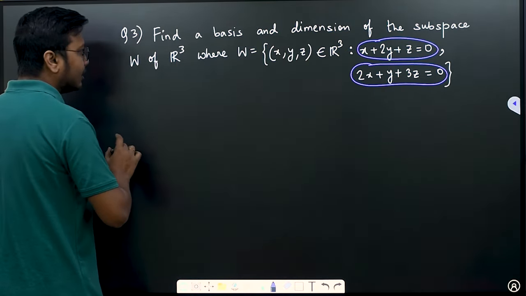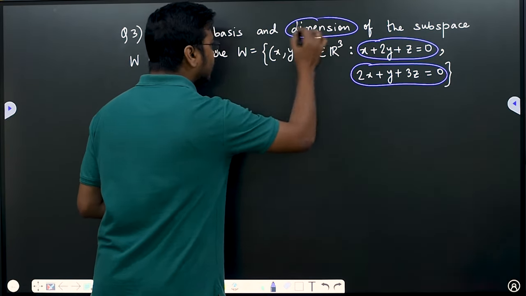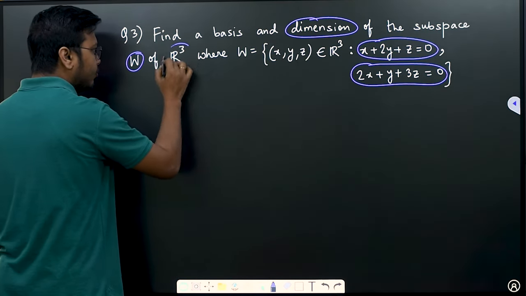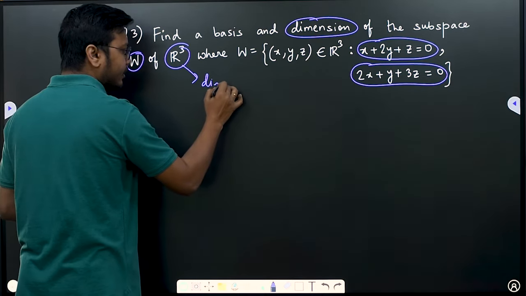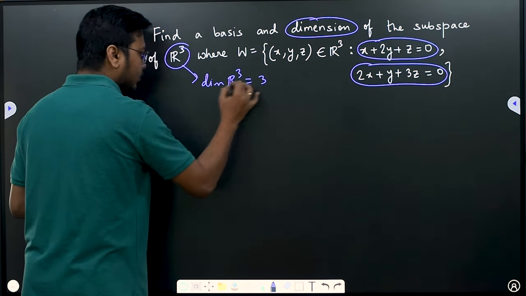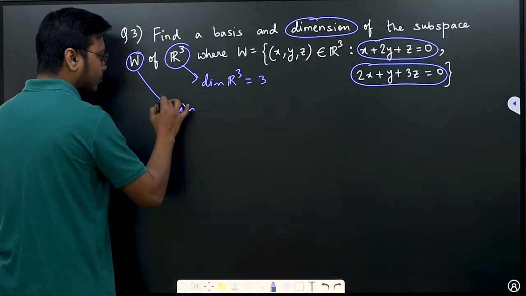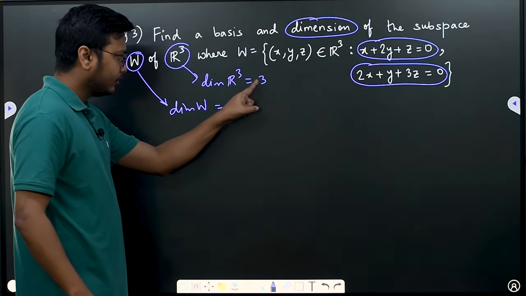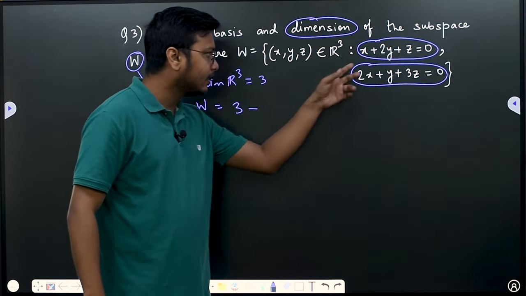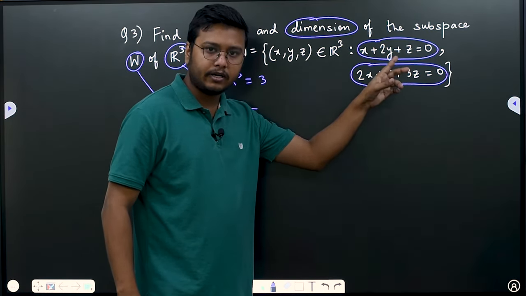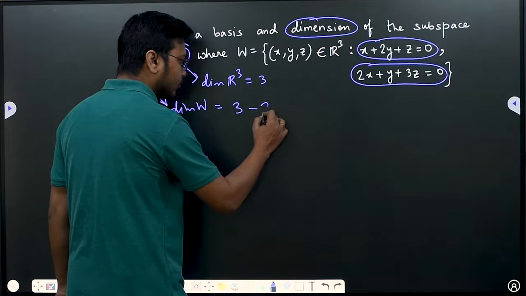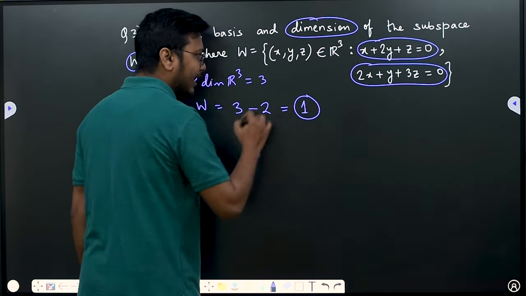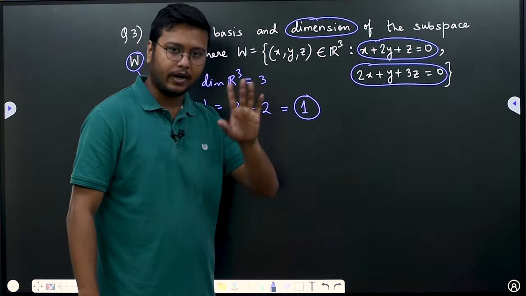So now if I asked you directly what the dimension of W would be, you know the dimension of R3 is 3, right? So the dimension of W is going to be the dimension of R3 minus the number of independent equations. How many independent equations? 2 independent equations. So 3 minus 2, that would be 1. So the dimension of W would be 1.